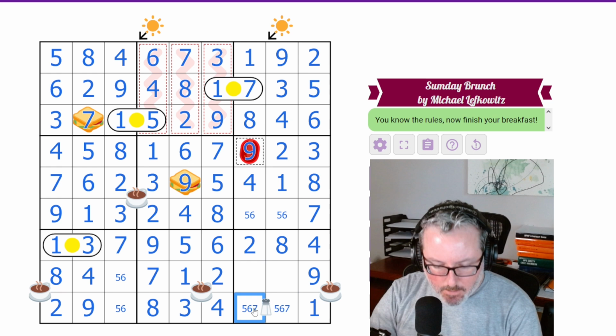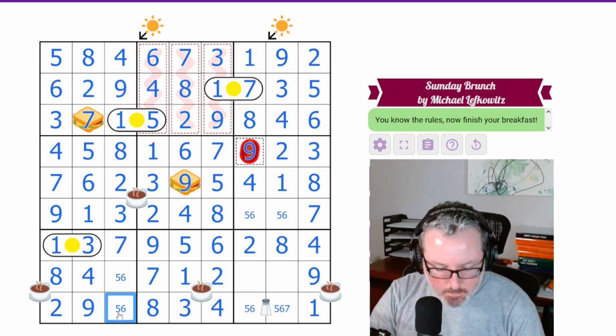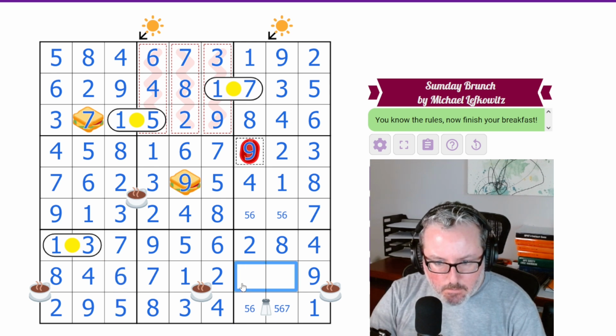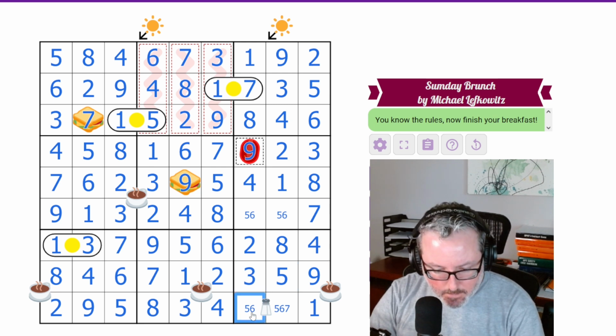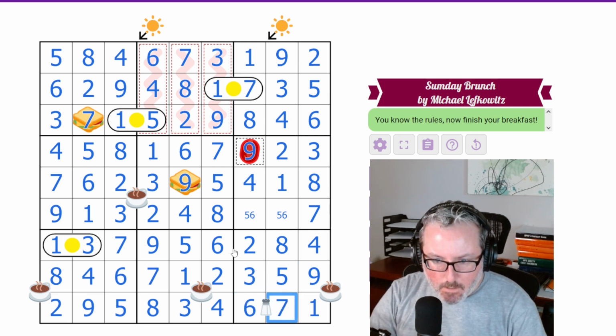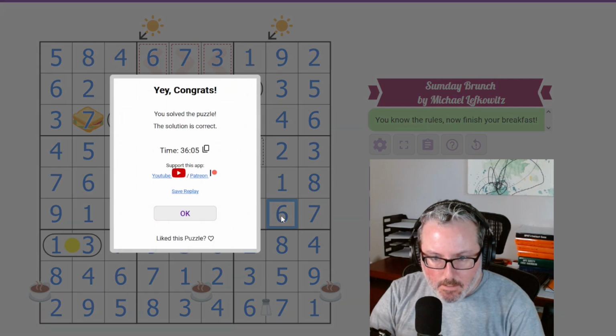And these 2, this can't be 7. So there has to be a 6 in here, which means there has to be a 5 here and a 6 here. These 2 digits are now, they're 3 and 5. So we've got 5 and 3. This now has to be 6 and 7. This is 5 and 6, and we are done.